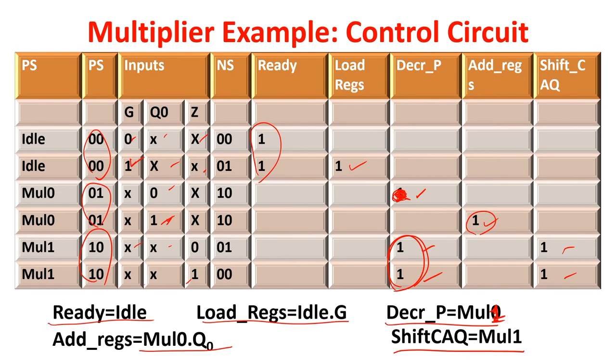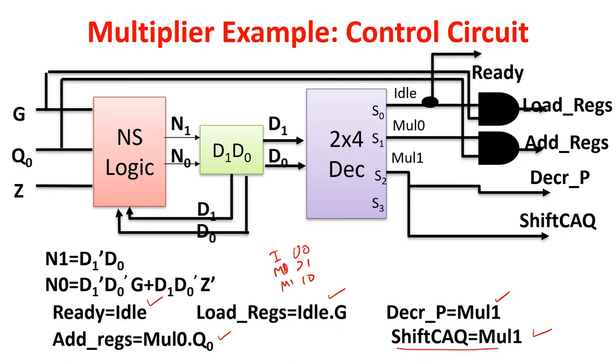So, here if we are in the IDLE state and G is equal to 1, then we go to the next state. So, in this case, look at the next state value. These are the two values where it is happening. In this case it is exactly opposite. So, these are two values, this one and this one.